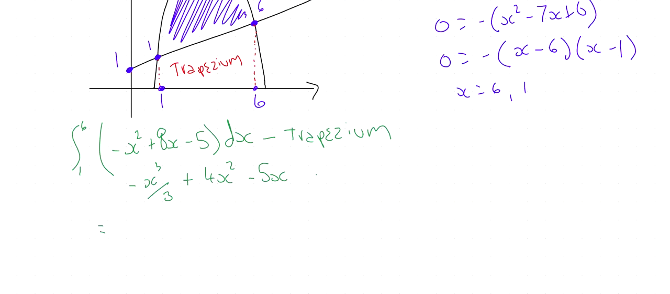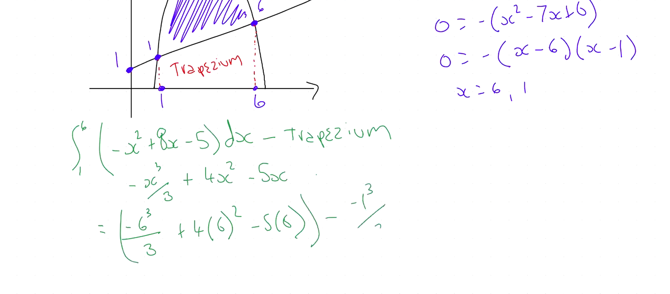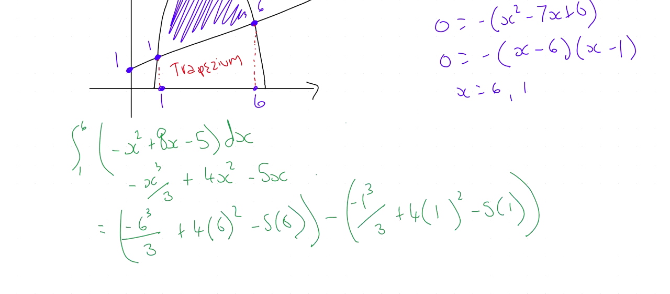So, okay, I am going to find out the area now. So I'm going to substitute in 6. So I've got negative 6 cubed over 3 plus 4, 6 squared minus 5, 6. And I need to subtract my ones. So I've got negative 1 cubed over 3 plus 4, 1, let's put brackets around that, squared minus 5, 1. And then once I've got that, I'm just going to ignore the trapezium bit for now because I don't have enough room. Let's do that in a second. All right, so I have not written it all out, but if you type all of that into a calculator, you should get 20 and 5/6 units squared.